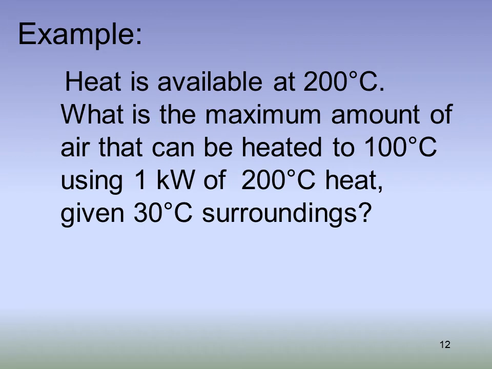Let's take an example. Heat is available at 200 degrees C. What's the maximum amount of air that can be heated from 100 degrees C using 1 kilowatt of 200 degrees C heat, taking 1 kilowatt from a 200 degrees C reservoir, let's call it, given that the surroundings, another large heat reservoir, are available to you at 30 degrees C.